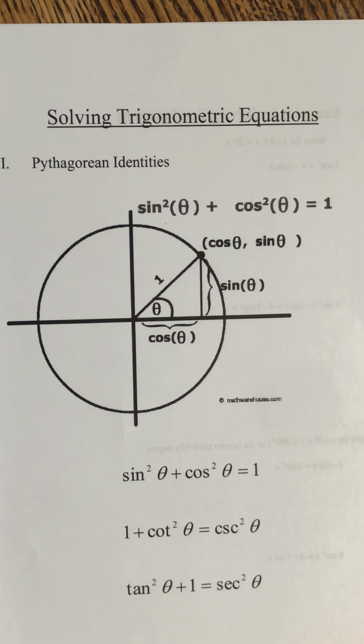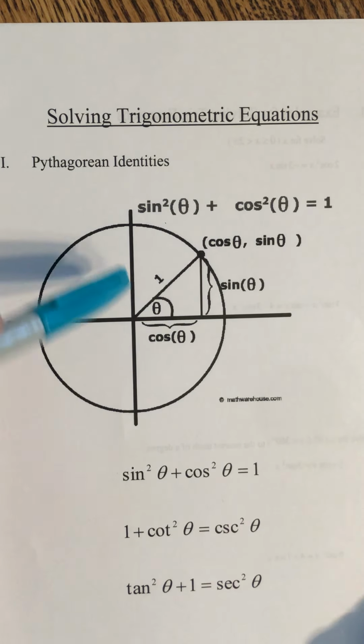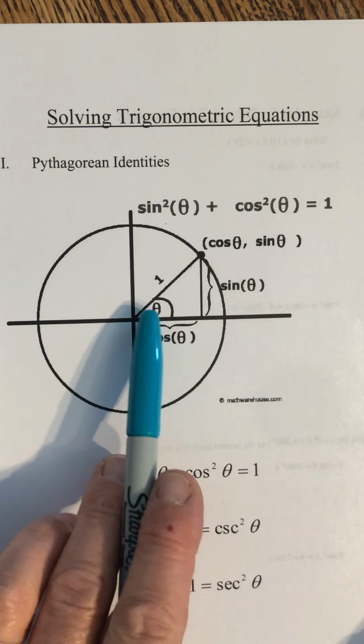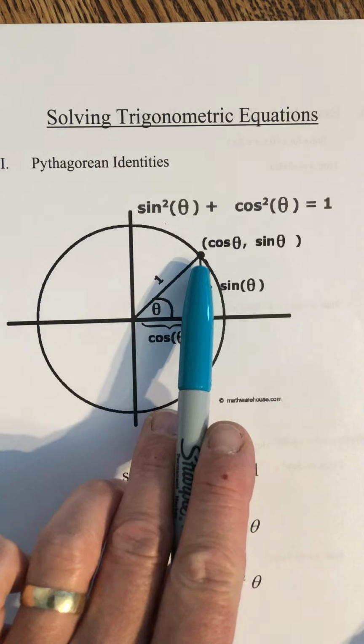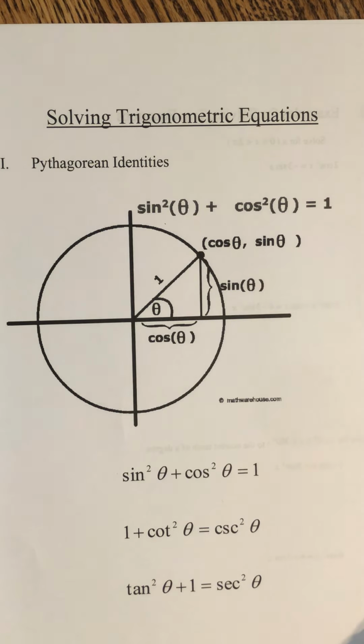So, one of the most important things we need, along with our knowledge of our algebra and our trig basics, SOHCAHTOA stuff, are what's called Pythagorean identities. And we go back to this drawing of the unit circle. Remember, the unit circle has a radius of 1, as shown there, and is centered at the origin. You can see the x and the y axes here.